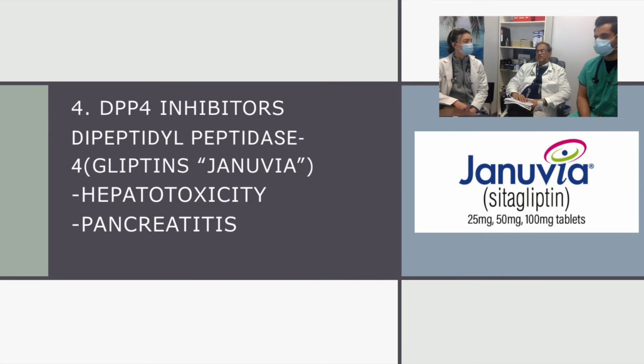Fourth category of medications are called DPP-4 inhibitors. They are gliptins. The pharmaceutical name is Januvia, sitagliptin, and there is also vildagliptin, and there are some other brands of medications in this category. The contraindications remain the same, just like the other category, TZDs. Hepatotoxicity and pancreatitis should be considered in this category. We have to be careful about this.